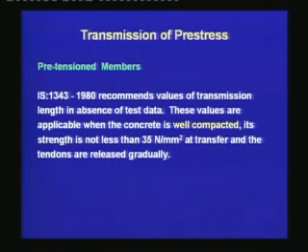The code IS 1343-1980 recommends values of transmission length in absence of test data. These values are applicable when the concrete is well compacted, its strength is not less than 35 Newton per millimeter square at transfer, and the tendons are released gradually. The recommendations of the code are simple. They do not involve the different factors that we have seen. These recommendations can be used provided we have a good quality concrete with adequate strength at transfer, and the tendons are released gradually.